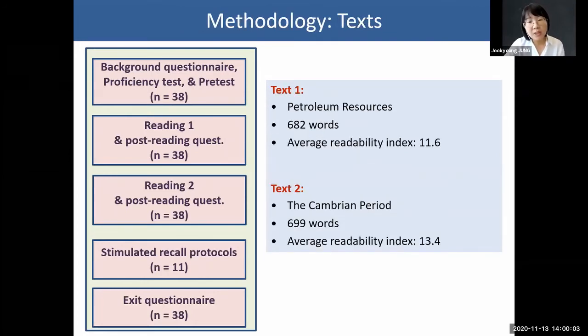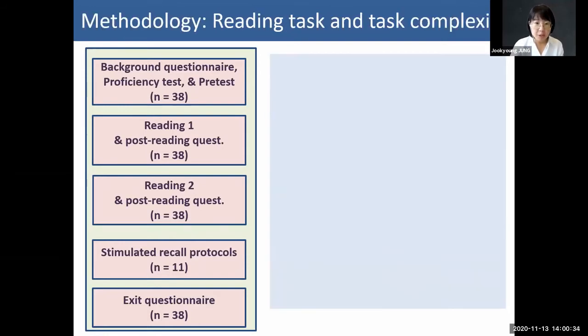The two reading texts were on textual resources and the Cambrian period. The two texts were very purposefully selected because, given that most of our participants were from the Faculty of Arts, we assumed that these topics might have been quite unfamiliar to our participants, so that we could effectively cancel out potential topic familiarity effects. So that was the rationale behind selecting these two particular texts.